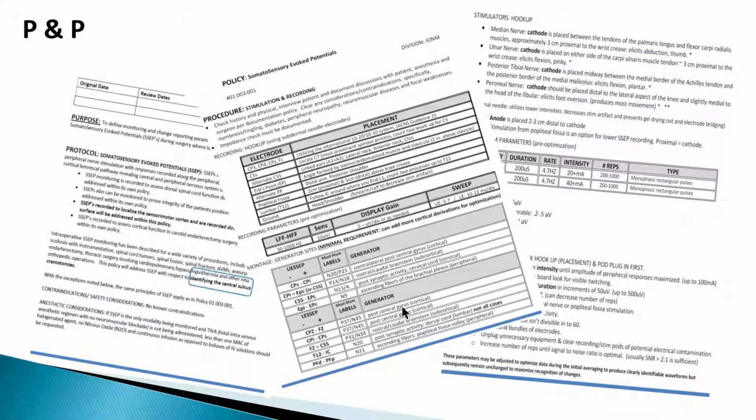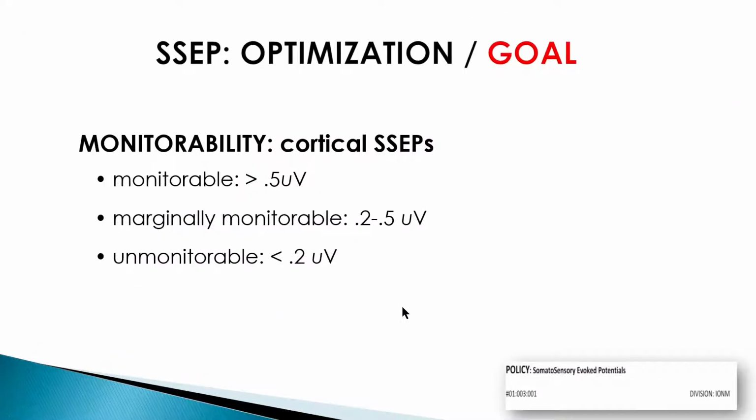It's also important when writing these policies to address each type of surgical procedure that you use somatosensory evoked potentials in, such as surgical cases where we need to identify the central sulcus, or the obvious spine cases, to name a couple. Our policy addresses what's monitorable and what's not, and we make sure everybody is on the same page.